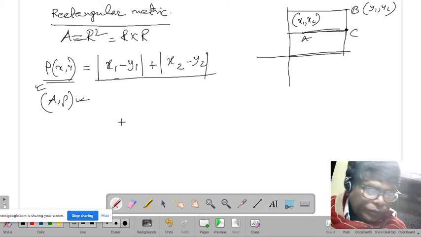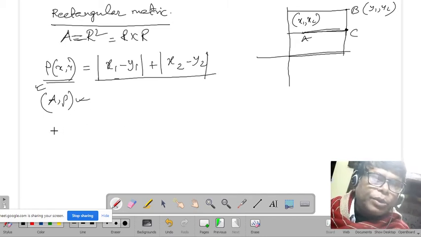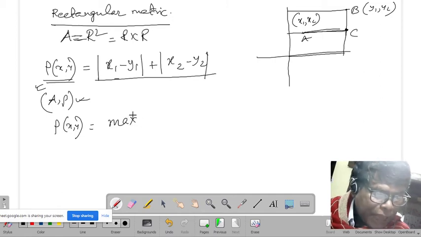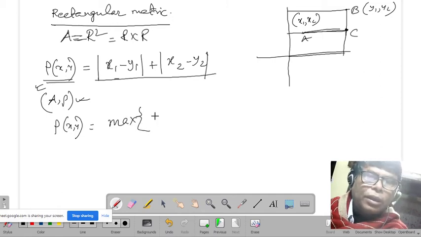Now there is another metric you can define on this set: rho of xy is equal to the maximum of modulus x1 minus y1 and modulus x2 minus y2.